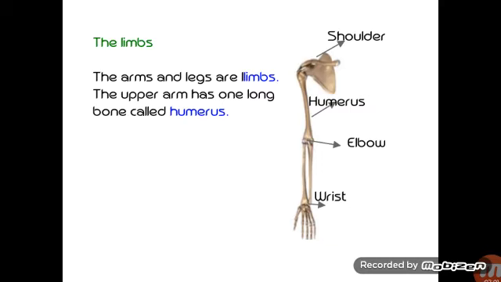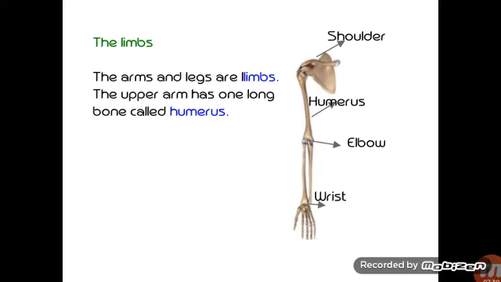Now limbs. What are limbs? The arms and legs both together are called limbs. Here you can see the picture of the skeleton of the arms. After this, I will show the skeleton of the legs. So both together are called limbs. The arms and legs are limbs.